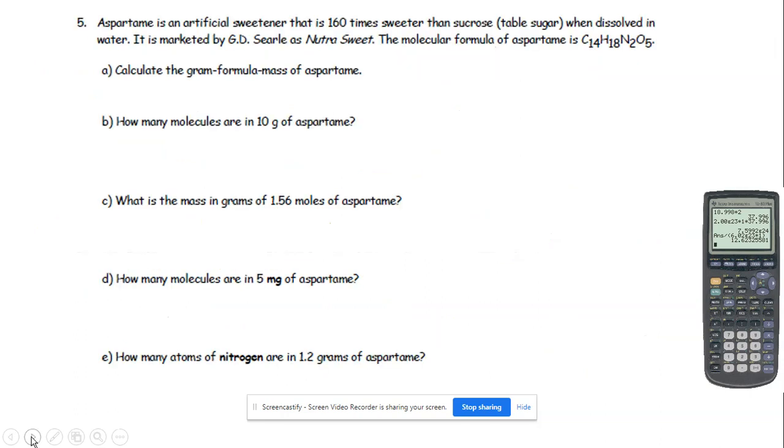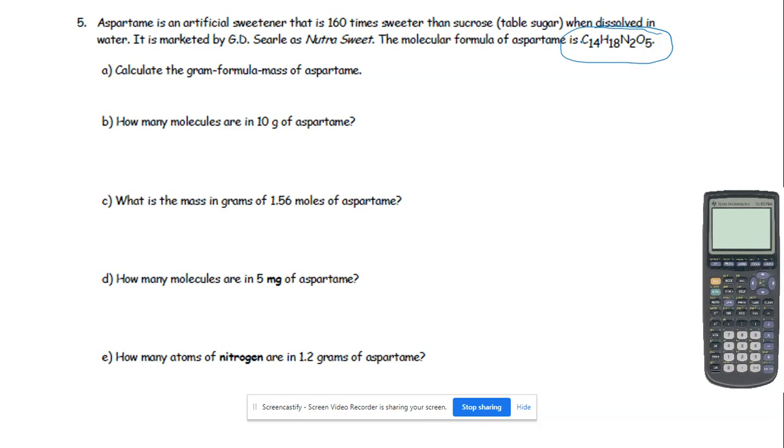Good. One more chunk of practice for multi-step conversions. When I mean one more, I mean 5 parts of one more. So aspartame is an artificial sweetener, marketed as NutraSweet. This is the very large molecular formula for aspartame. So first part of the question is asking us to find the gram formula mass. That's molar mass of aspartame. So we're going to take our 14 carbons, our 18 hydrogens, 2 nitrogens, 5 oxygens, and add them all up.